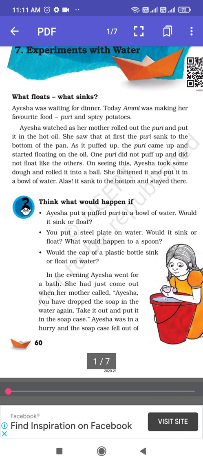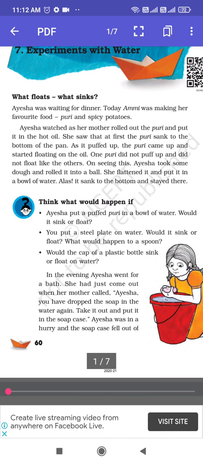Okay, why do things float and why do things sink? Just because of the density of water and the density of things. For example, if the density of water is less than the density of the thing, it means the thing will sink to the bottom. If the density of water is more compared to the density of the thing, then that object or that thing floats.